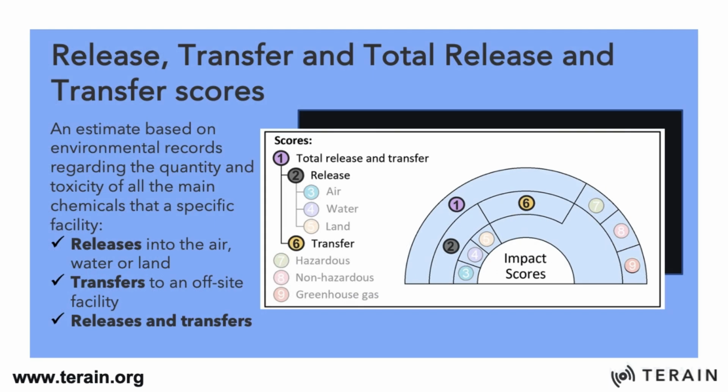Then we've got scores number 1, 2, and 6, the release, transfer, and total release and transfer scores. Just like the previous scores, these are an estimate based on the same environmental records regarding the quantity and toxicity of all the main chemicals that a specific facility releases into the air, water, or land, in the case of score number 2, transfers to an off-site facility, in the case of score number 6, and releases and transfers as a total, in the case of score number 1.